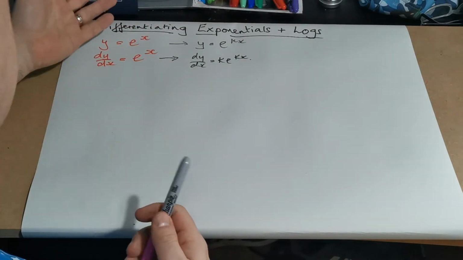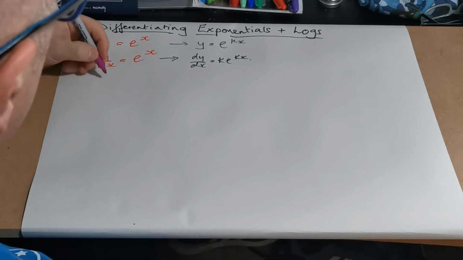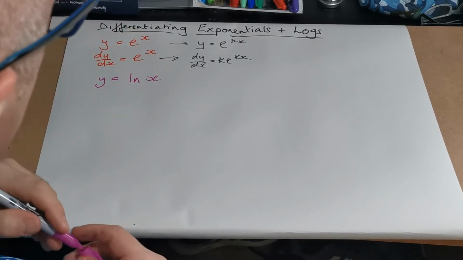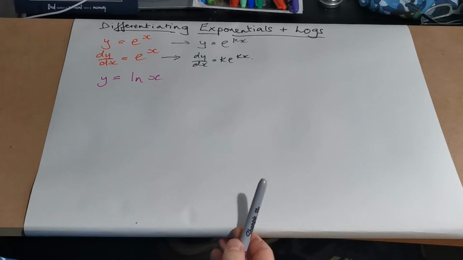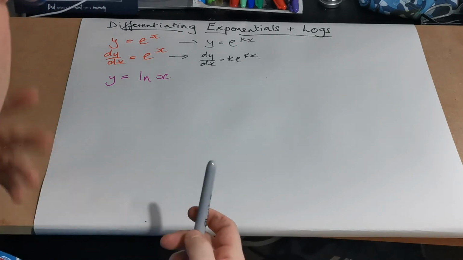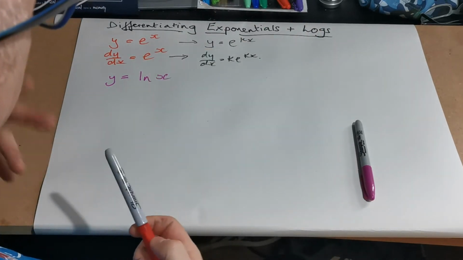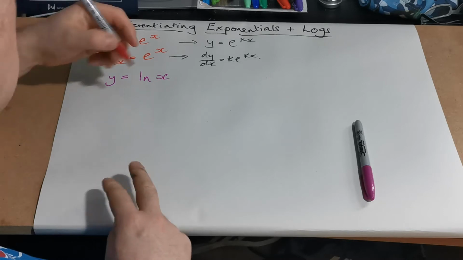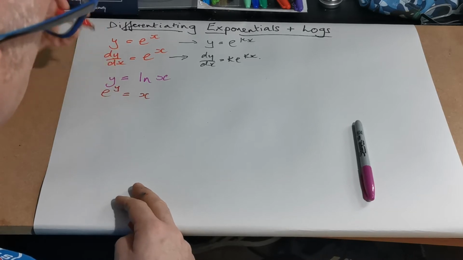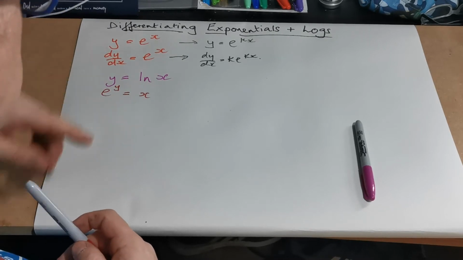Now, if that's what e to the x is, what about ln x? So let's say y is equal to the natural log of x. How am I going to differentiate that? Well, let's think about how we can use what we know about its related function e to the x. Because they are inverse functions of each other and opposites, I could say that if y is equal to ln x, then x is equal to e to the y.